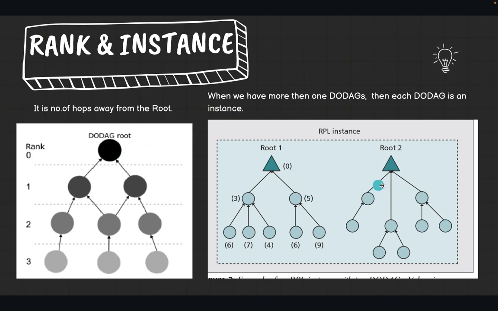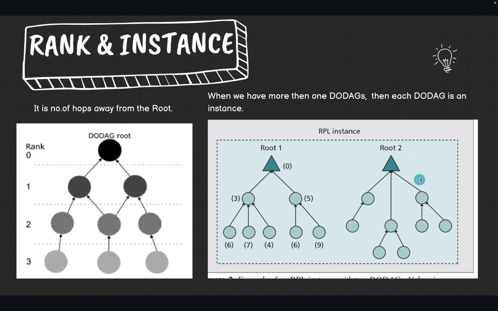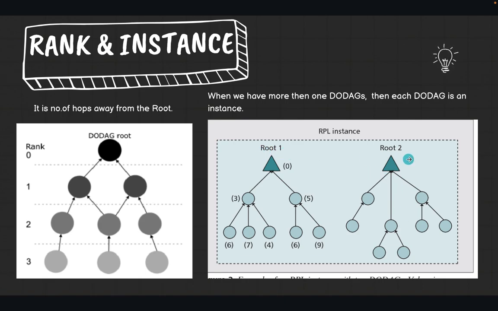And instance. In this particular second figure, in this whole network we have two DODAG graphs, where this one is called root 1 and this one is called root 2. We have two root nodes, and for a graph having one or more DODAGs, the instances are measured on the basis of the number of DODAGs. For example, here we have one full DODAG graph and here one full DODAG graph, root 1 and root 2. We have two root nodes and hence the instance of this whole graph is equal to 2.